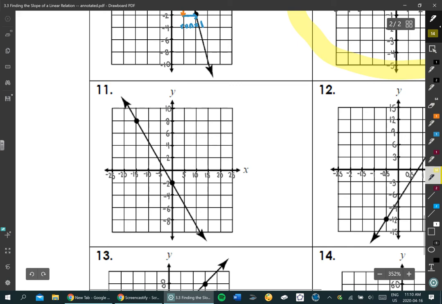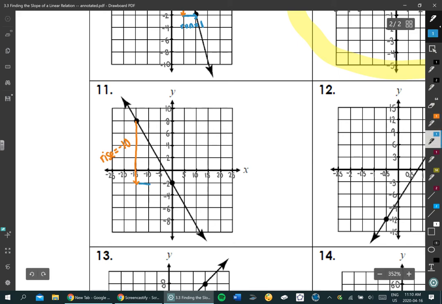So rise, going down. We are going down on this one, right? Negative slope. So we go down. And how much should we go down? It's negative, right? So we started at 8 and we went to -2. That's a rise of -10.